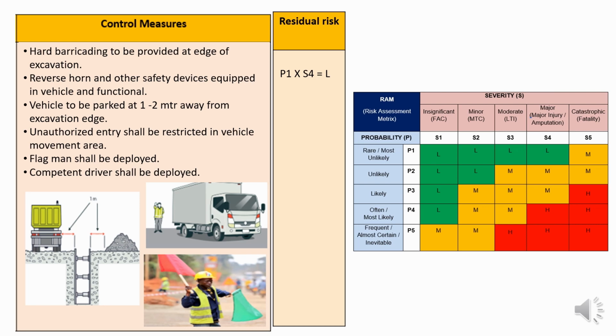So by using these control measures, now the likelihood has come to P1, meaning it is rarely or mostly unlikely if we use the control measures, and the severity level will be the same as 4, because we haven't reduced the severity but we have reduced the likelihood level. Now the total risk level is L, from high to low.